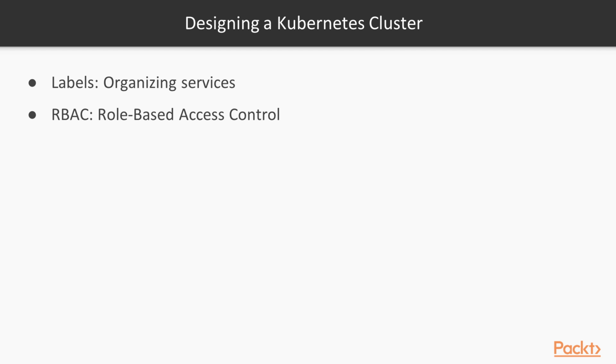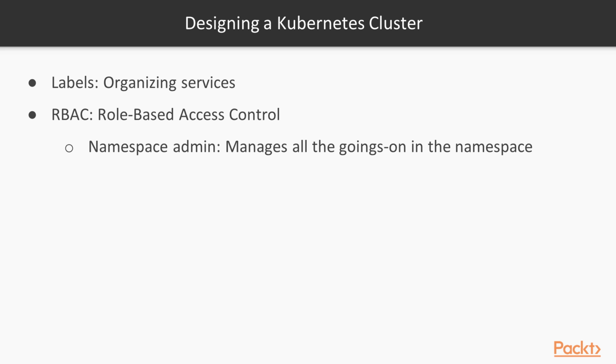So there are three types of role-based access. The first one is the namespace admin. It manages all the goings on in the namespace. For example, roles, role binding, deployment, etc. Using namespaces allows you to grant the team autonomy.